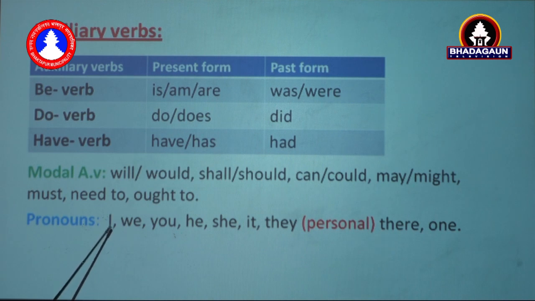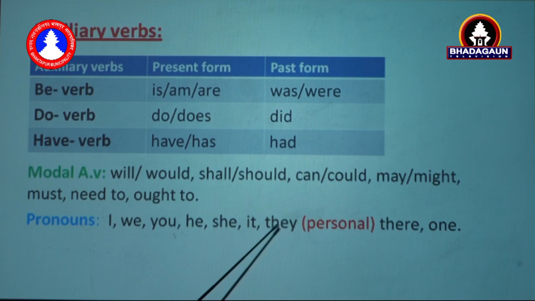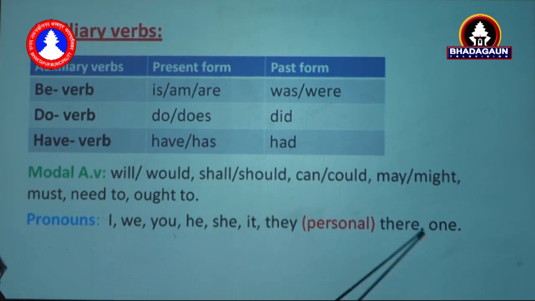Generally nine pronouns are used in the tag question. So I, we, you, he, she, it, they: these seven are called personal pronouns. And besides these personal pronouns, we have two more pronouns to add the tag to an assertive sentence. They are 'there' and 'one'.